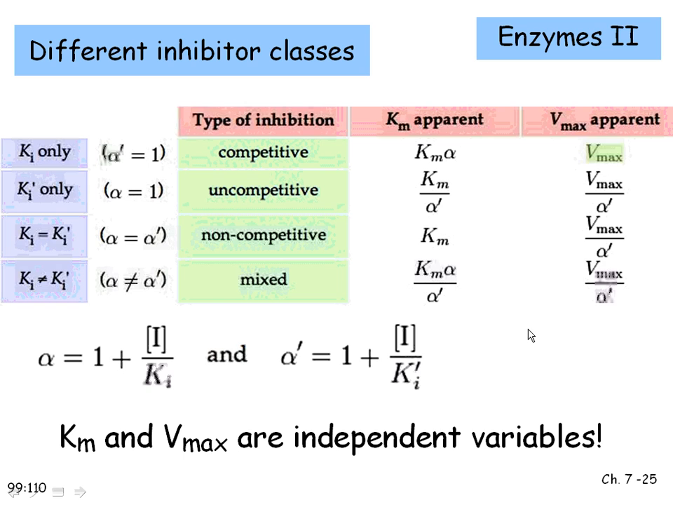Probably the most important thing to take away from this table, apart from the differences between competitive, mixed and non-competitive, is that the Km, the affinity, is a separate variable from the Vmax, how well the reaction goes when the enzyme is saturated. Those are separate variables. You can have an enzyme with a high affinity but a low Vmax, and an analogous one that has a high affinity and a high Vmax. You can have two enzymes with the same Vmax but different Kms. They are independent variables. I'll pick up there on Friday.